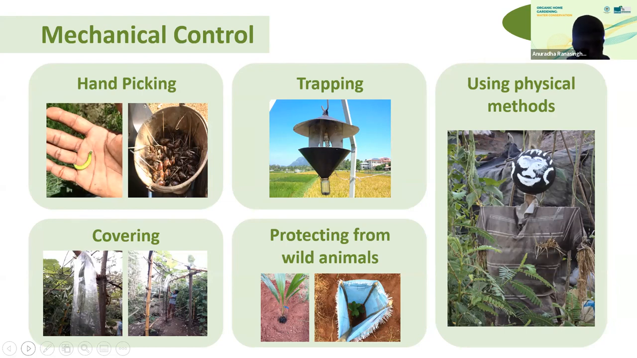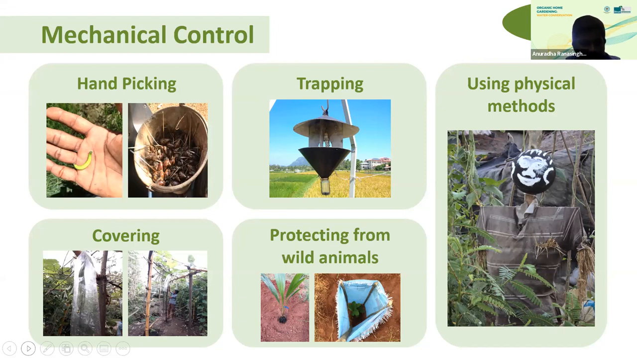Then another effective method is covering, especially when you grow gourds like bitter gourd, snake gourd, or bridge gourd or loofah and pumpkin or cucumber. So you can cover your fruits using either polythene or newspapers.